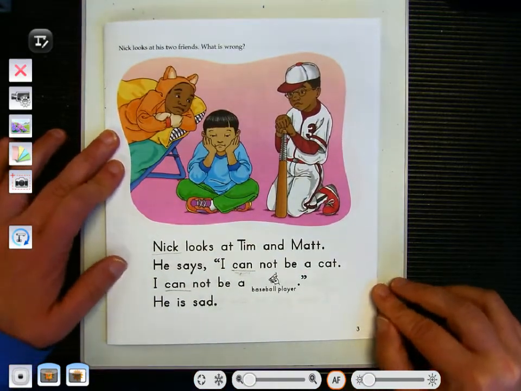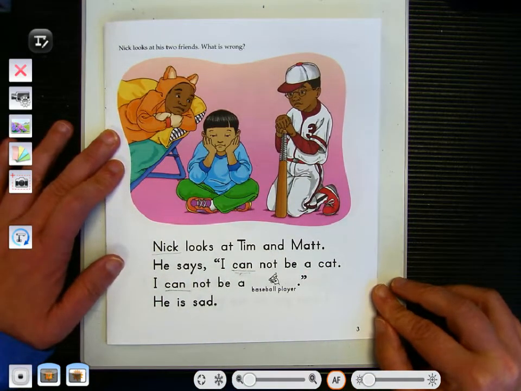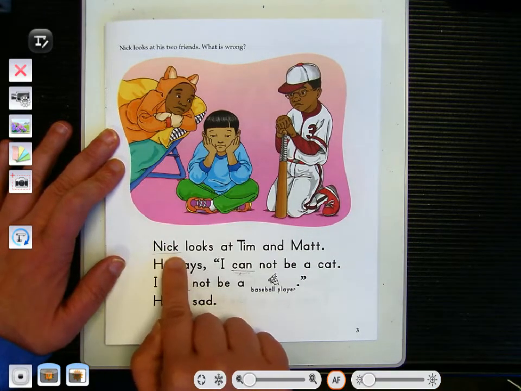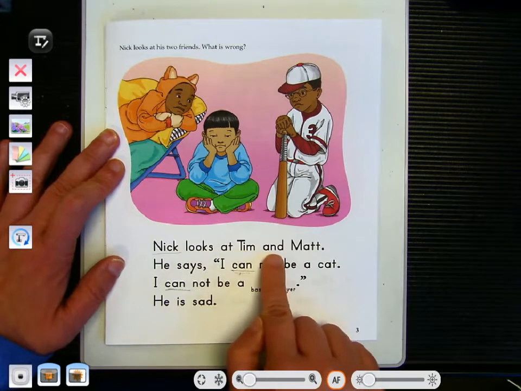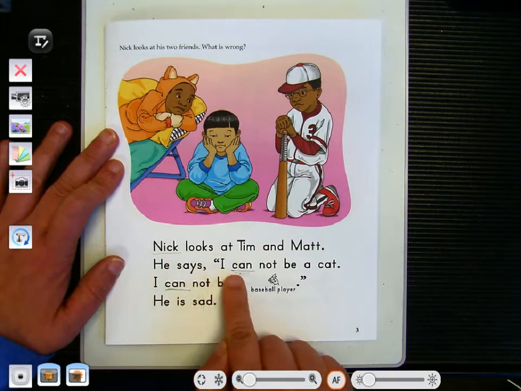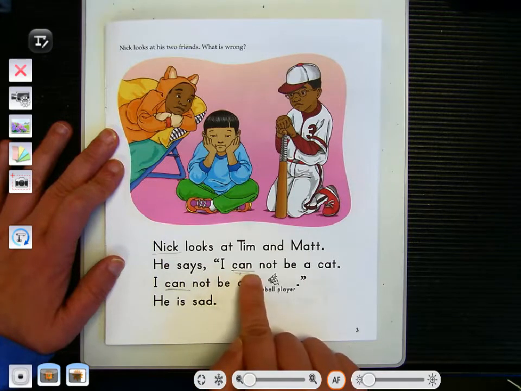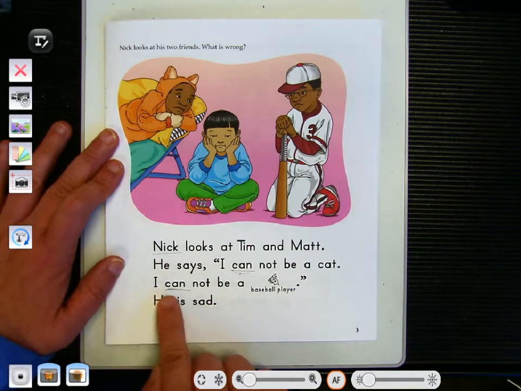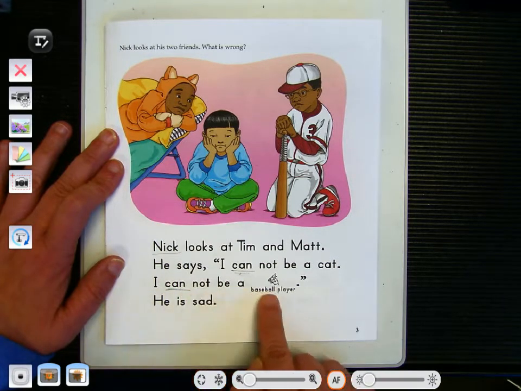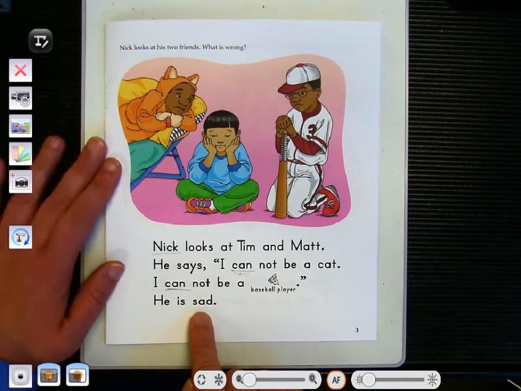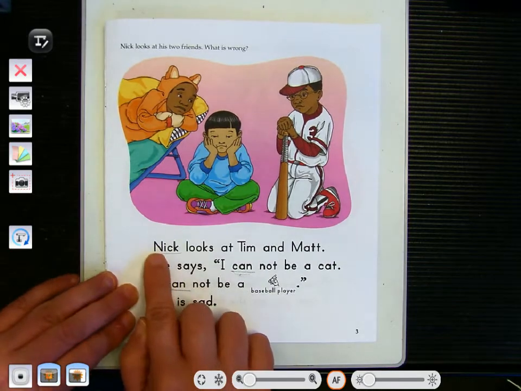Nick looks at his two friends. What is wrong? Nick looks at Tim and Matt. He says, I cannot be a cat. I cannot be a baseball player. He is sad. Your turn.